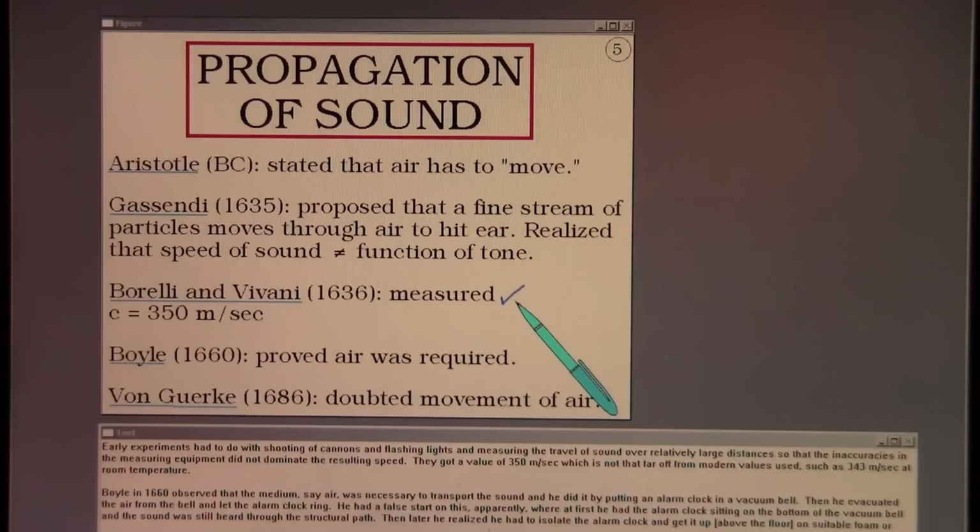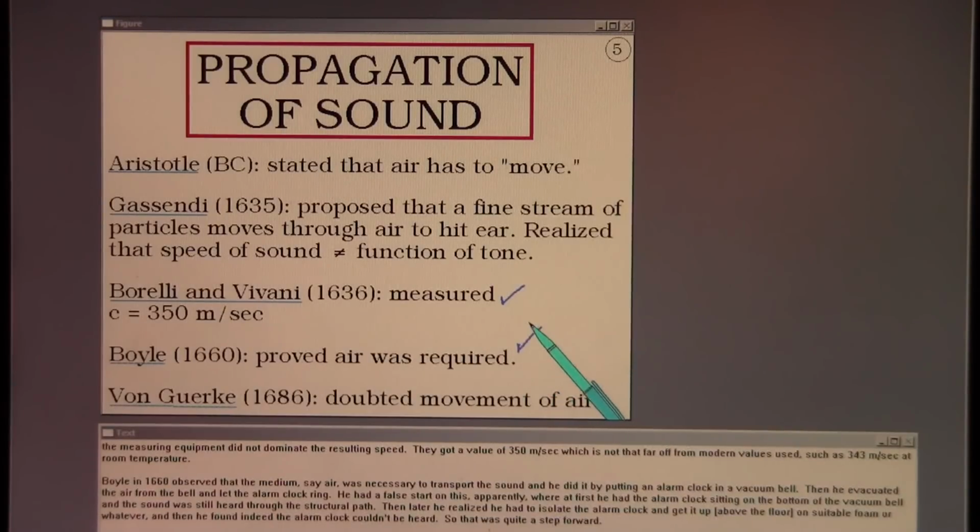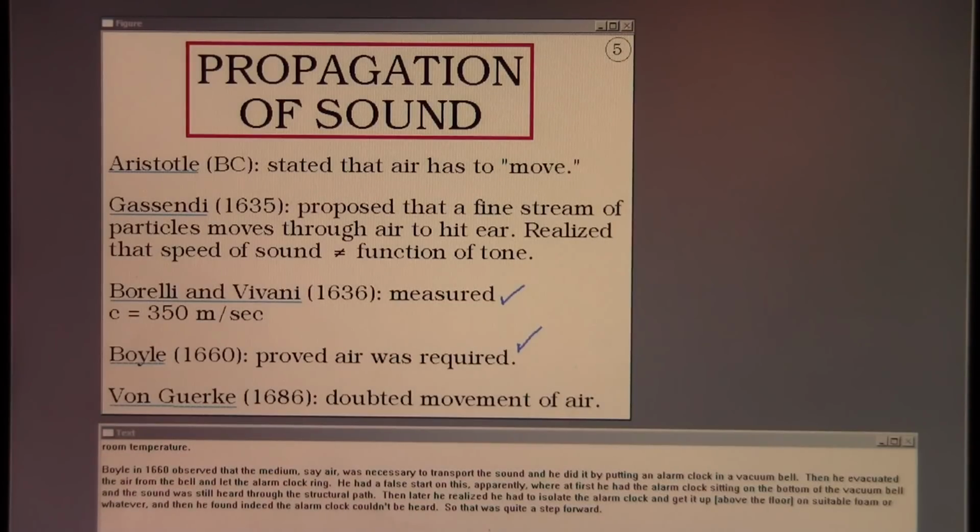Boyle in 1660 observed that the medium, say air, was necessary to transport the sound, and he did it by putting an alarm clock in a vacuum bell. Then he evacuated the air from the bell and let the alarm clock ring. He had a false start on this, apparently, where at first he had the alarm clock sitting on the bottom of the vacuum bell, and the sound was still heard through the structural path.